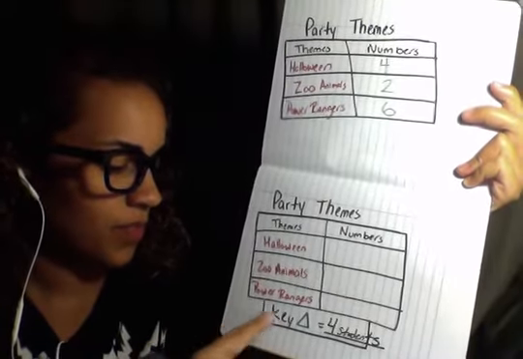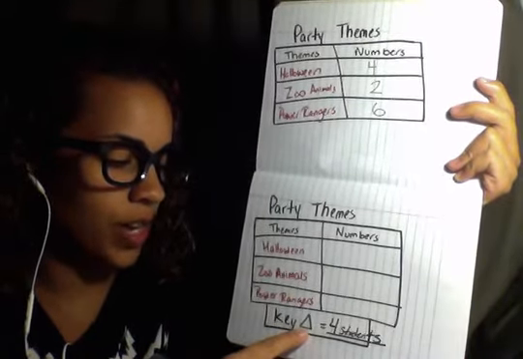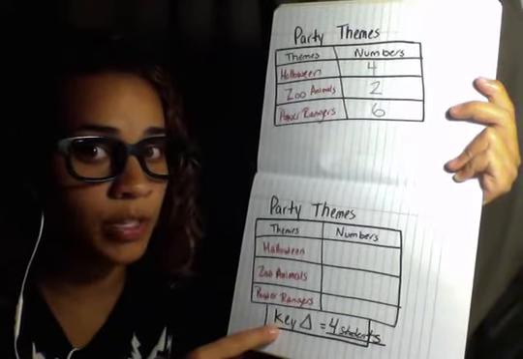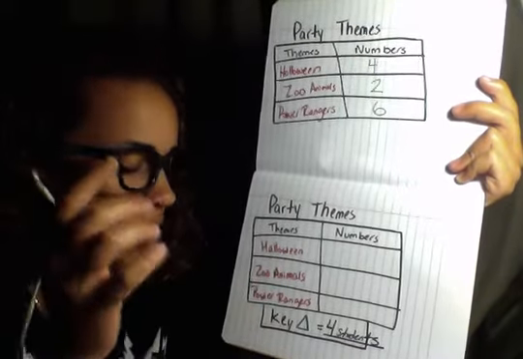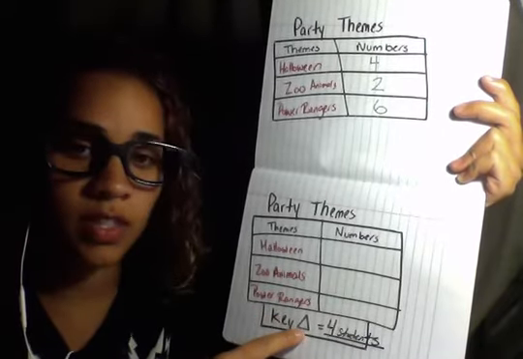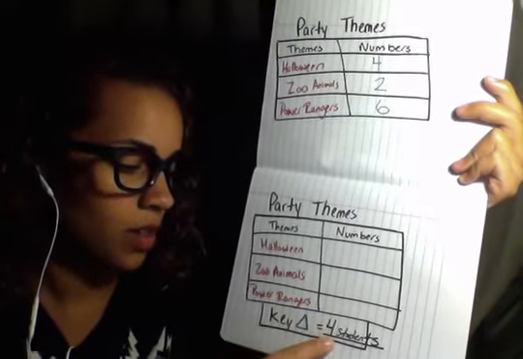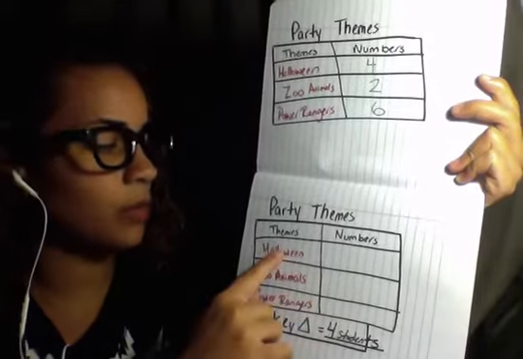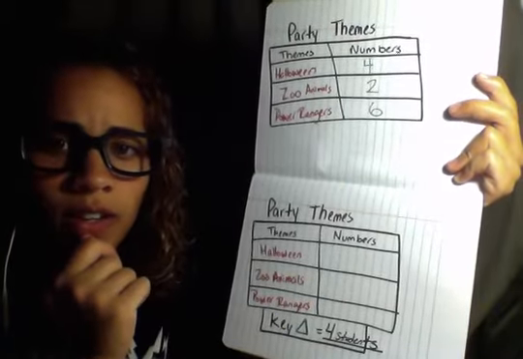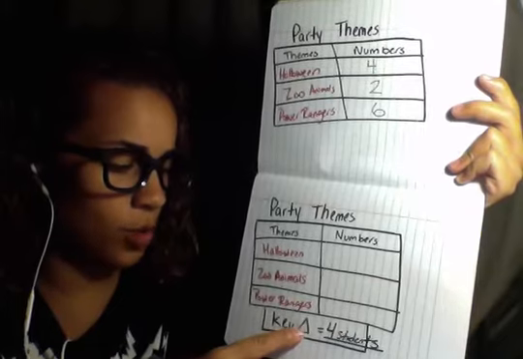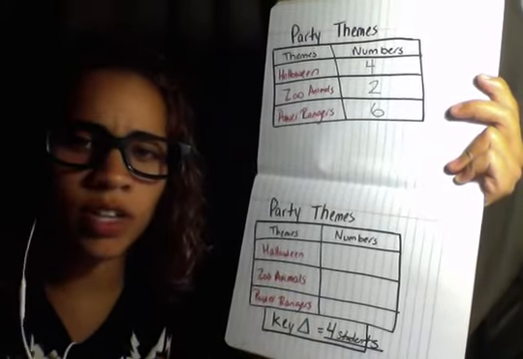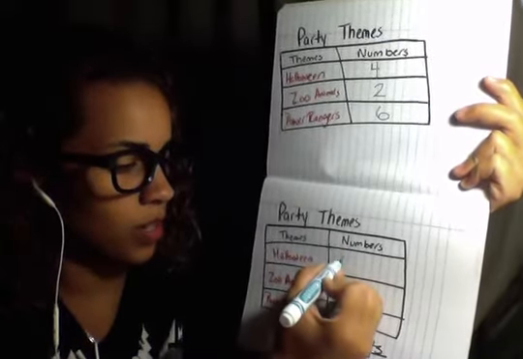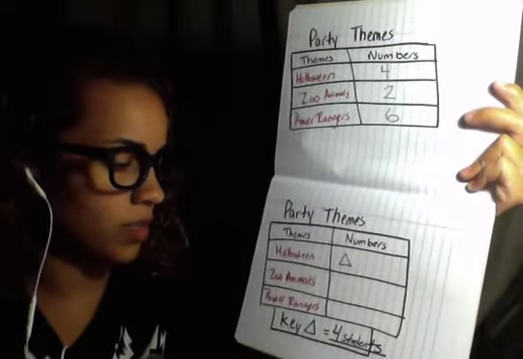So in the key here, I wrote a triangle equals 4 students, okay? In the key, very important. What part is this? It is very important. The key, in this case, the symbol is a triangle, is going to represent 4 students. So, for the Halloween theme, how many students did I have? 4. So, if one triangle equals 4 students, how many triangles am I drawing? 1 triangle, very good. 1 triangle represents 4 students.